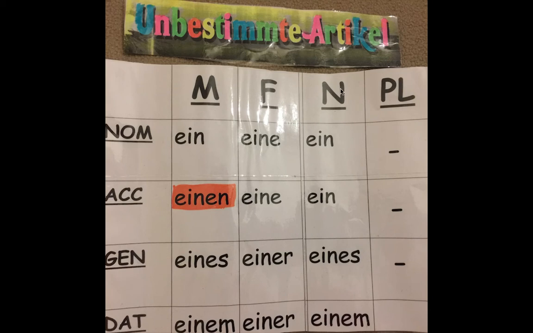neutrum. You note that in the plural, obviously a and an doesn't exist, but you would have the kein derivatives to say you don't have any of anything.